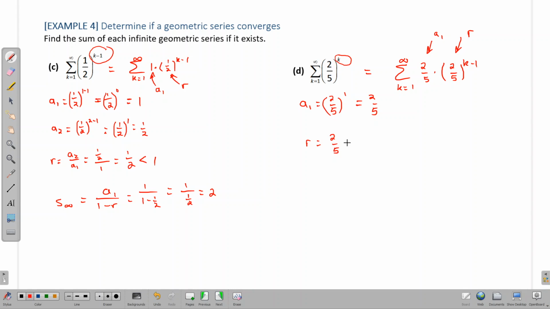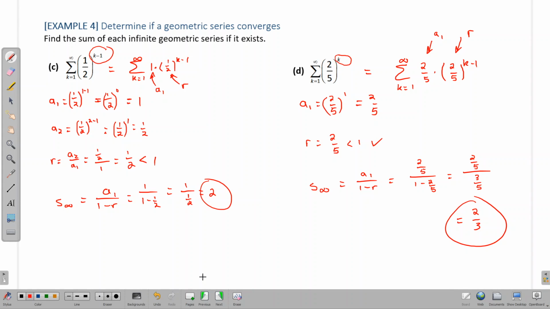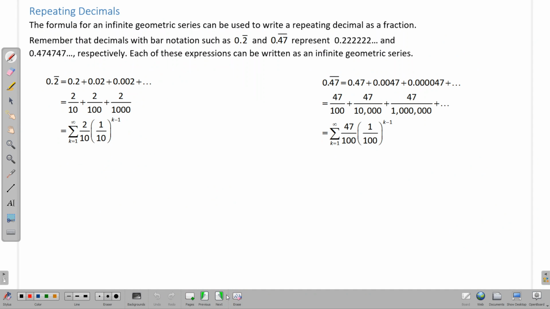Okay, so 2/5, that's less than 1, so we're good. So the series does converge. It converges to a1 over 1 minus r. a1 and r are the same on this one, so 2/5 over 1 minus 2/5, which is 2/5 over 3/5. Do your keep change flip, and you're going to get 2/3. All right, so it's pretty basic. I think it's actually easier than a lot of the other things that we did in the sections before this.